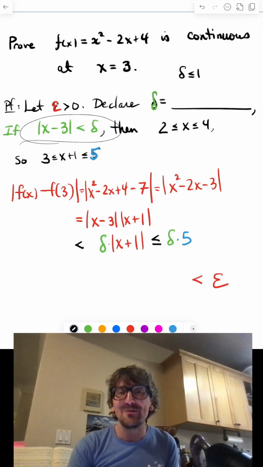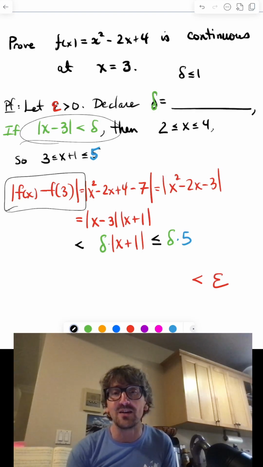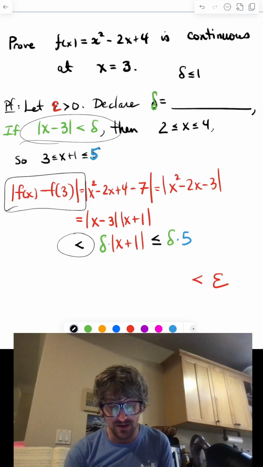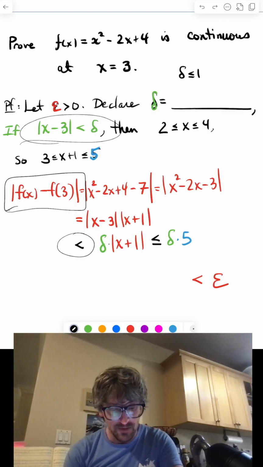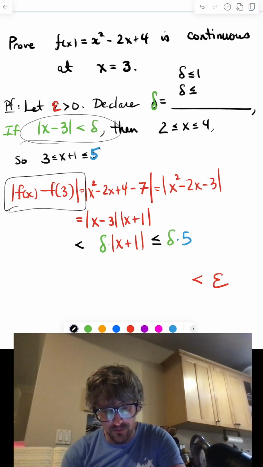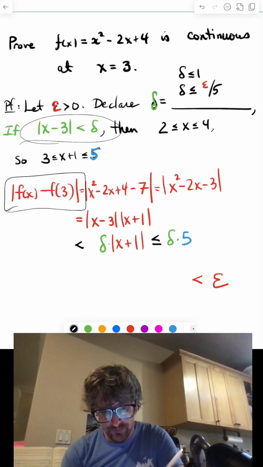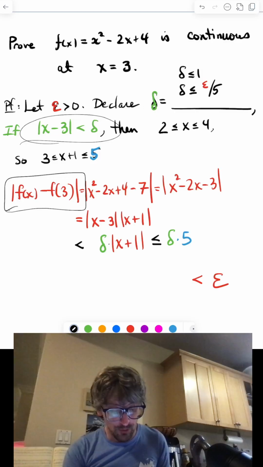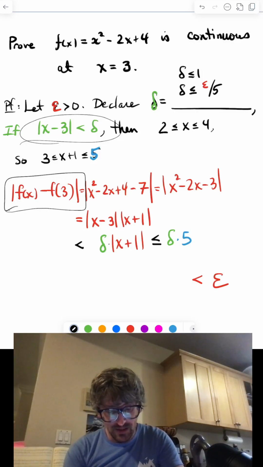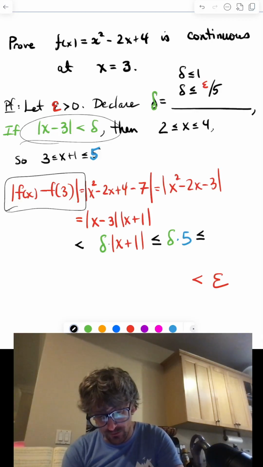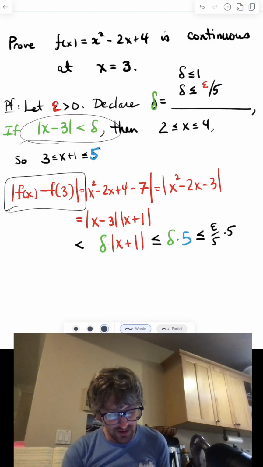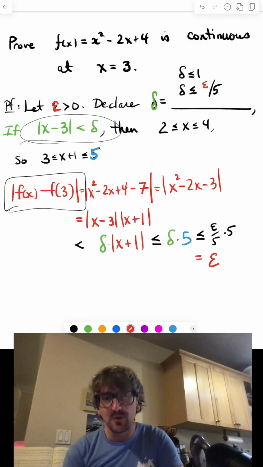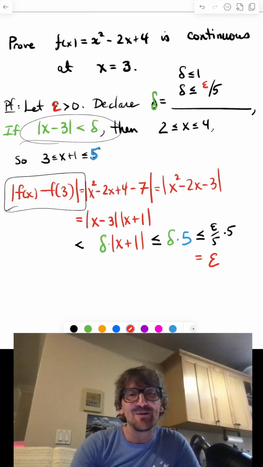And so now we see that the thing we're trying to show is less than epsilon. We've so far shown it's less than something that is less than or equal to 5 delta. And so if we go back and we say, let's make sure that delta is also less than or equal to epsilon over 5, well, if we could have both of those things true, then we would be able to say this is less than or equal to epsilon over 5 times 5. And of course, that is going to equal epsilon, which was our goal. And so we're basically done.